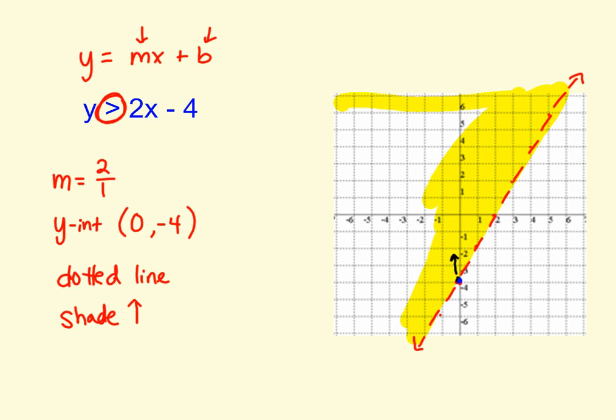So what are we actually shading? We are shading all of the solutions to this inequality. When we solved by graphing the two lines and they crossed only in one spot, that's because there was only one solution to that system. So now we're looking at a linear inequality that has a lot of solutions, actually an infinite number of solutions, because if these lines continued forever, we could continue shading forever, everything above the line.